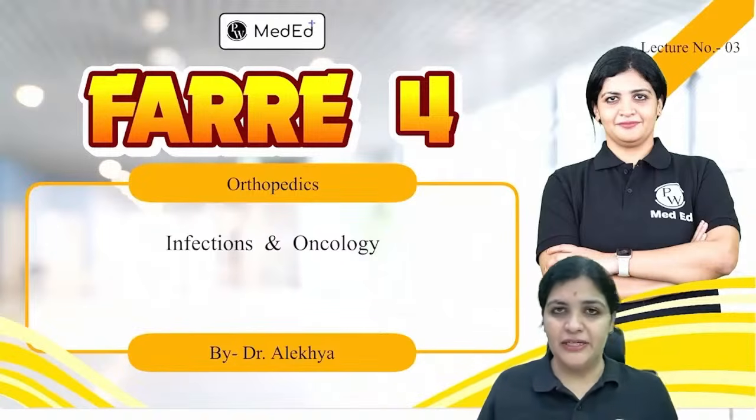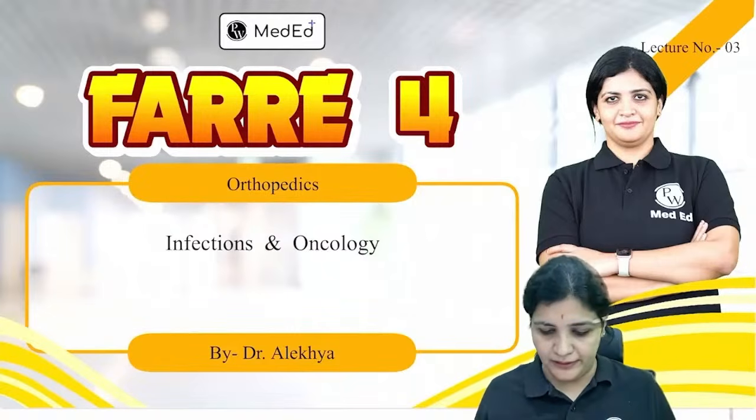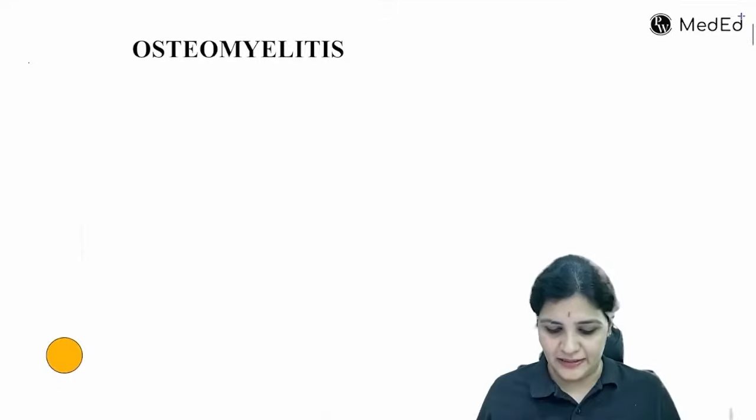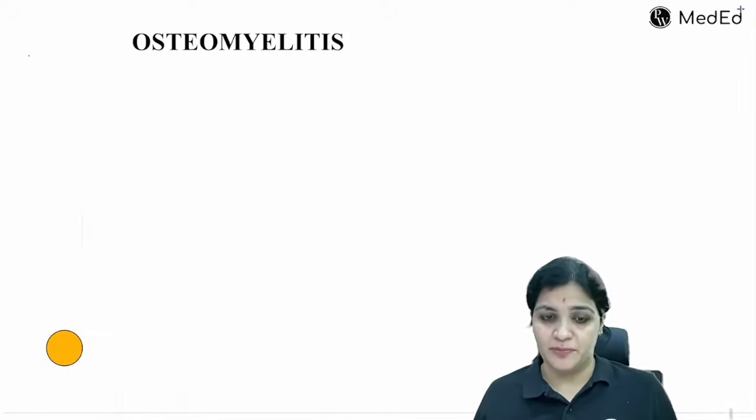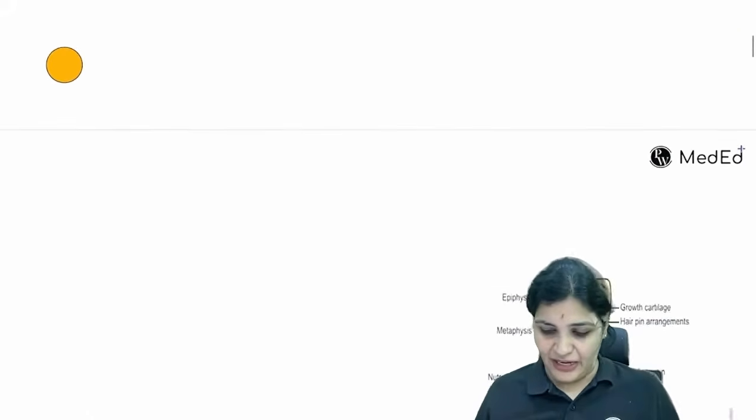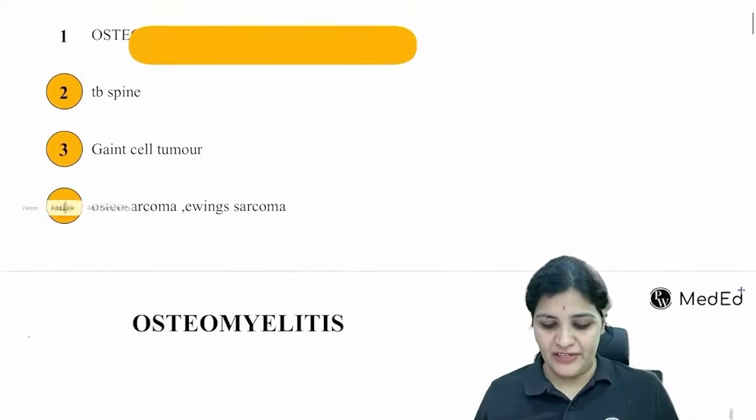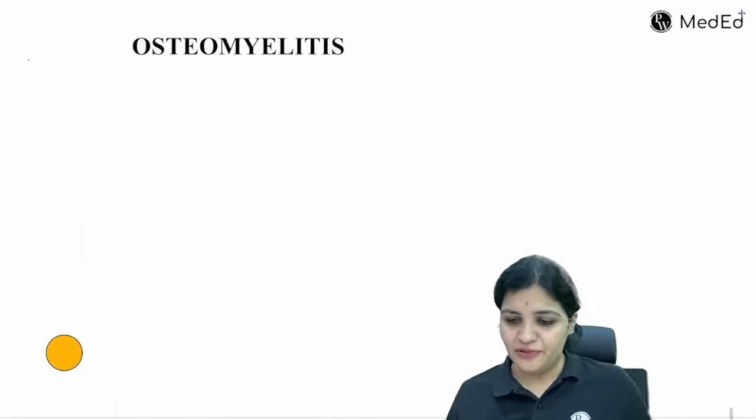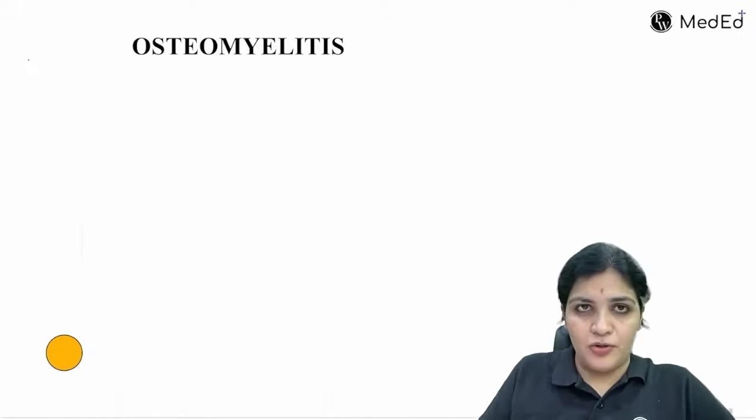So today we are going to deal with two more important topics, that is infections and oncology, as I have told earlier. In infections we have two important infections, that is acute osteomyelitis and chronic osteomyelitis, right? And then from the spine, TB spine is supposed to be the most important question. And then we have our tumors, that is your osteosarcoma, your Ewing sarcoma, and the most important, giant cell tumor. Okay, so that's it for today. So let us start with the first important topic, that is your osteomyelitis.